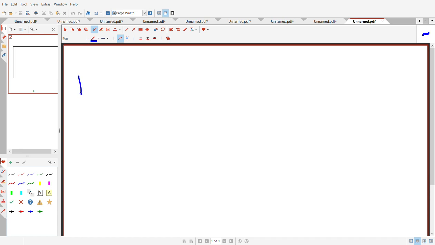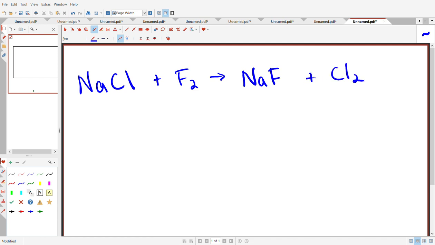Now next one, I have NaCl, that's a compound, plus a diatomic element. And now I have a different compound and a different element, and that's called single replacement. Single replacement's when this element is stronger and it takes the metal away and displaces the non-metal there. But let's just try to balance this. We have 1 Na here and 1 Na there. Looks good. 1 Cl.